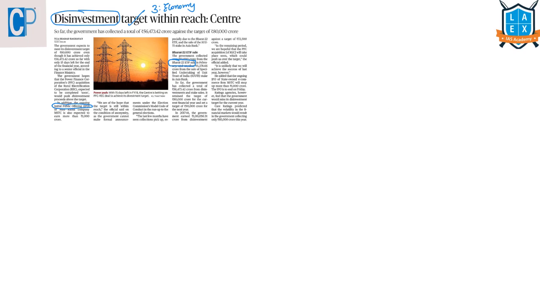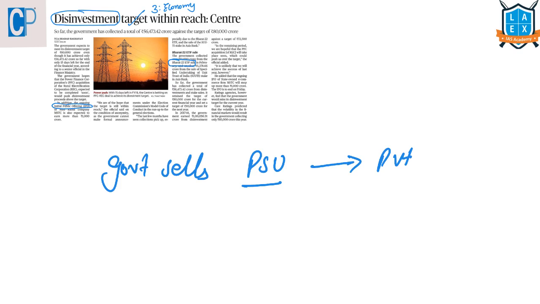First, what is meant by disinvestment? Disinvestment means here the government will sell its shares in a public sector undertaking. The government sells its shares in a public sector undertaking to a private company or an individual.